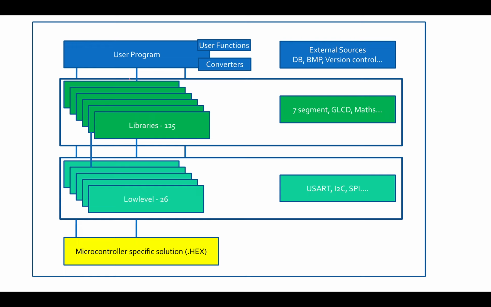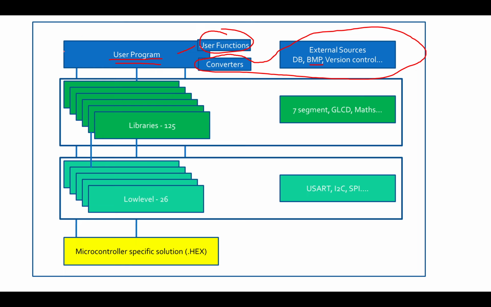We're going to see four user programs. Some of those programs are going to have user functions. Some of those are going to have converters in them. We're going to convert a BMP at one point. And these are tools that you can write on your own. They're executables that you can include within your user program. So you can actually suck in databases, BMP files, version control, all sorts of things.